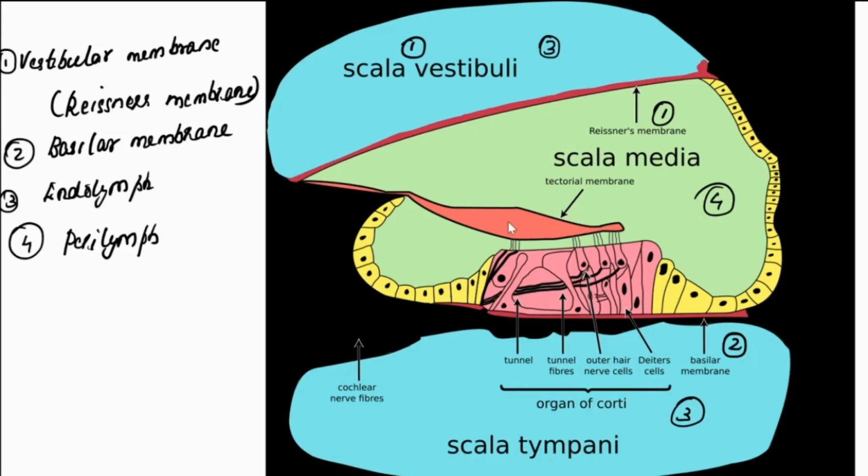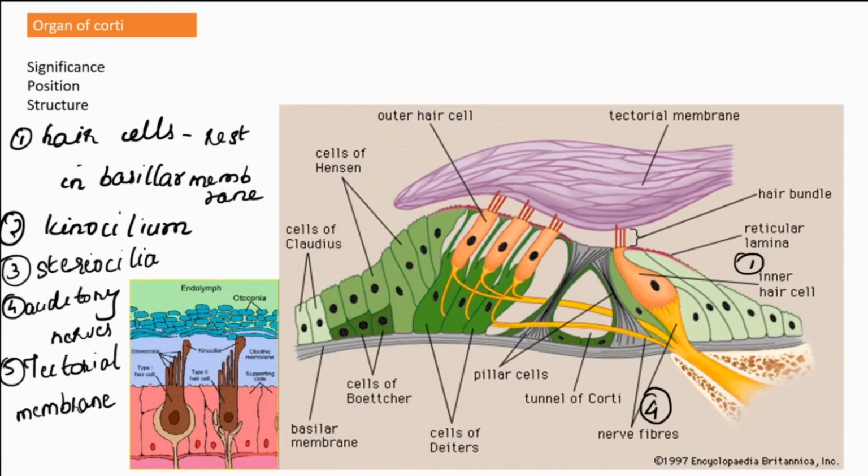Then we can see some other structures here. This is the main part that helps to hear sound. So in the next slide we are going to learn about that. That part is called the organ of Corti. Where is the organ of Corti located? Inside the cochlear duct is the main organ for hearing, called the organ of Corti. What is the significance? It is the sensitive part of the ear for sound.